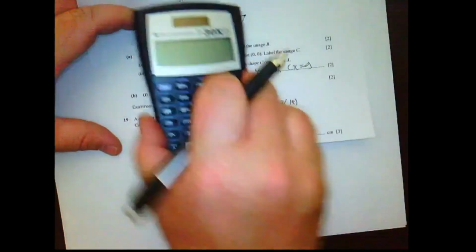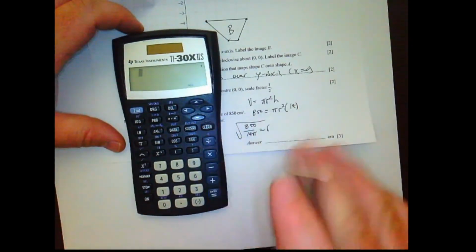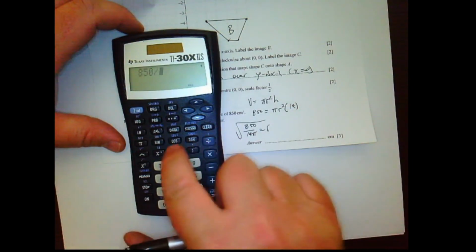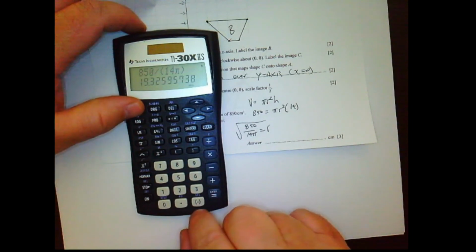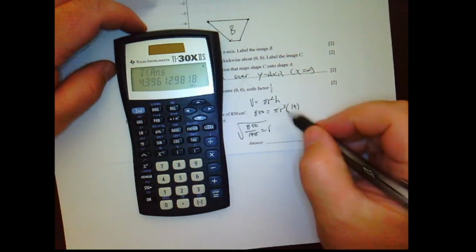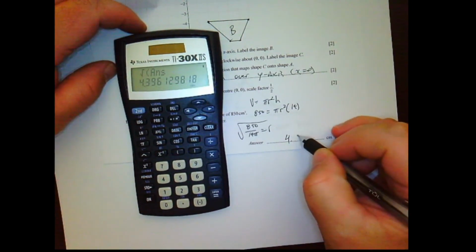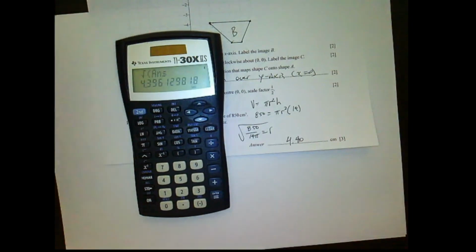I got to use my calculator correctly, though. So let's see here. 850 divided by 14 pi equals 19.3. So the square root of my answer, 4.40. Correct to 3 significant figures.